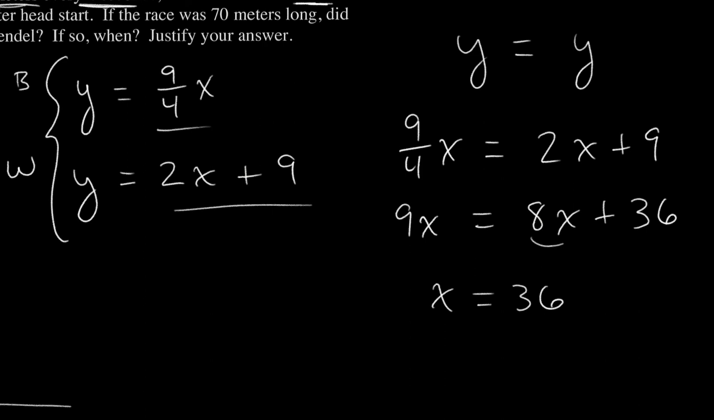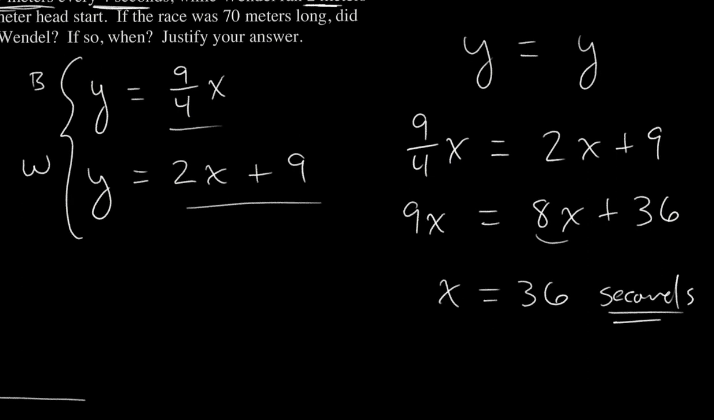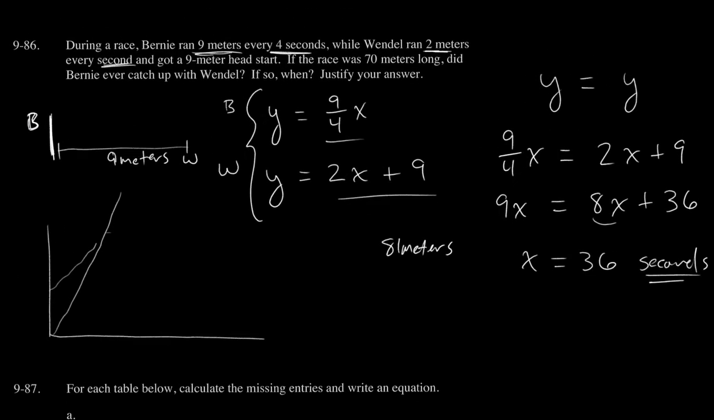So 36 is my time. At 36 seconds they will meet. The question is, where are they at 36 seconds? If I put that into Wendell's equation, 2 times 36 plus 9 gives me that they're at 81 meters when they meet. Okay, so that changes things.